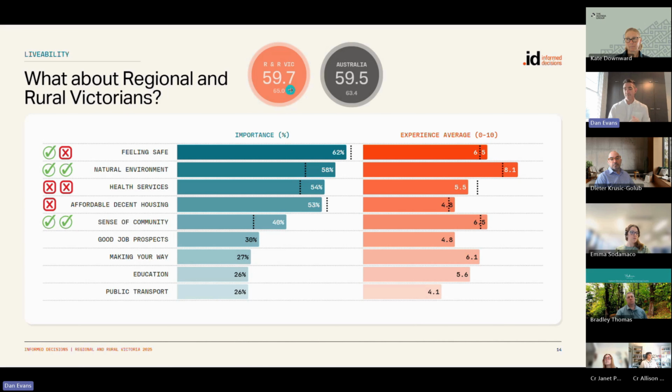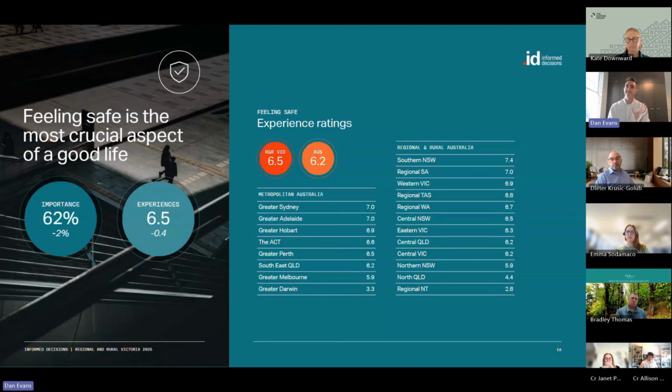Feeling safe. For those of you who have suffered through a year 10 psychology class, you probably learned about Maslow's hierarchy of needs: safety and shelter and health and all those kinds of things. We speak about it as a foundational element. So if you've got these core 4 things that always come up, feeling safe is the most important thing. It doesn't really matter where we do this survey. Feeling safe is almost always going to come out on top as the most important attribute that contributes towards making somewhere a good place to live. And from a regional and rural perspective, this is certainly the case.